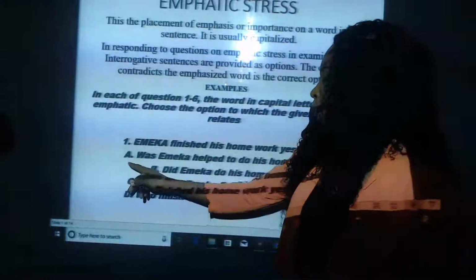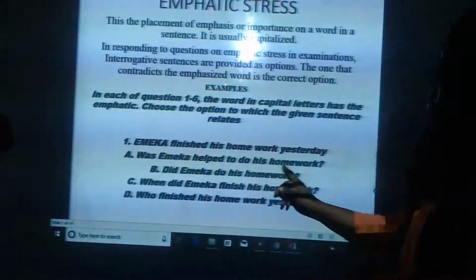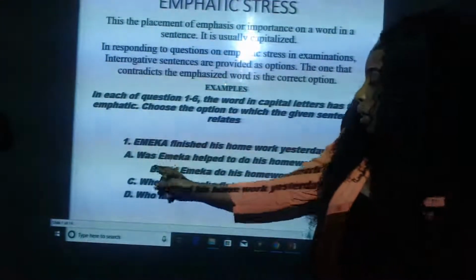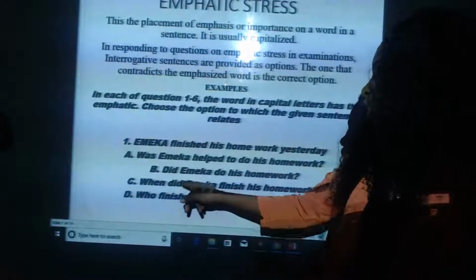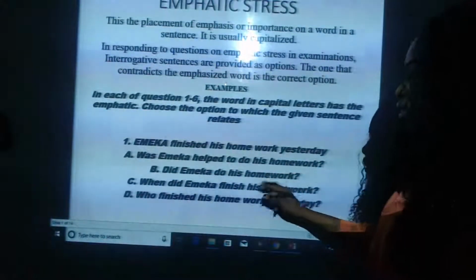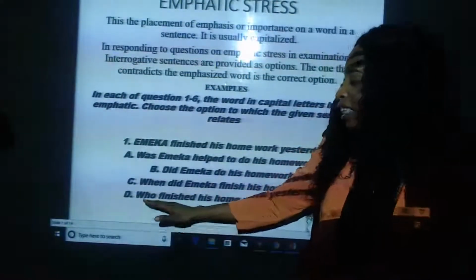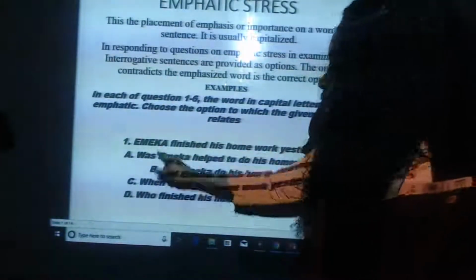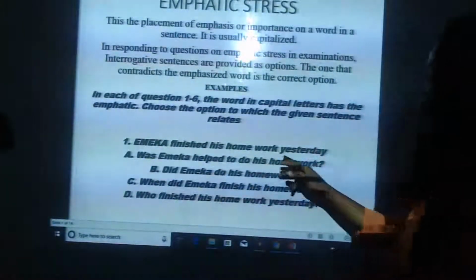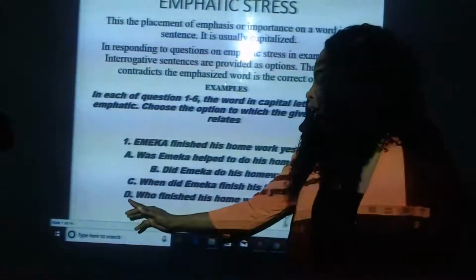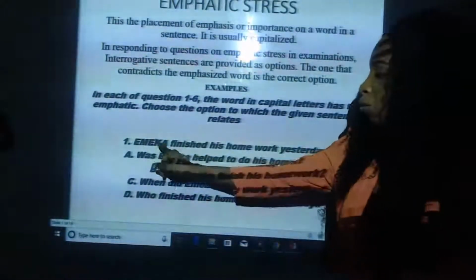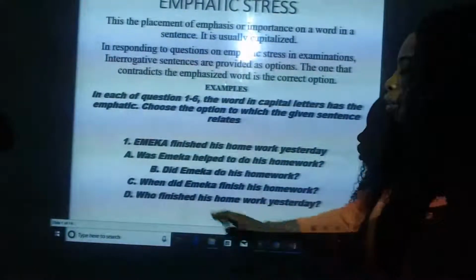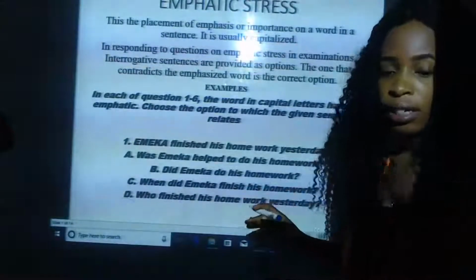So from option A, you can see that was Emeka helped to do his homework? The emphasis is not on Emeka. B, did Emeka do his homework? That's not the answer. Looking at this option D, you can see that it's answering the question, Emeka bears the emphatic stress. It's telling you that it was Emeka that did what? That finished his homework yesterday. So like I said, any of the options that does not bear the emphatic word is your answer, or any one that contradicts the sentence is your answer. So D is our answer. Let's go to the next slide.